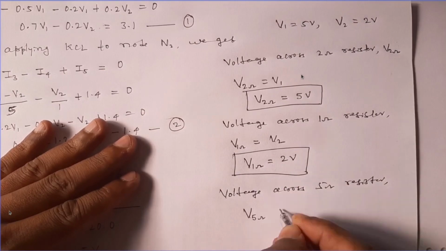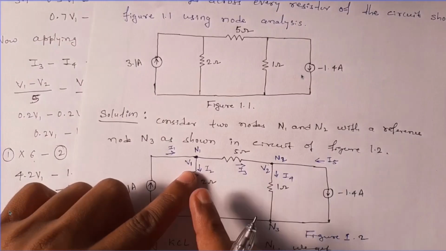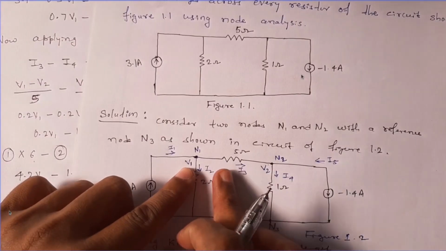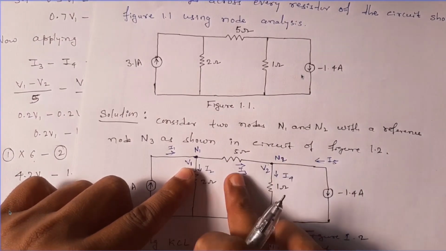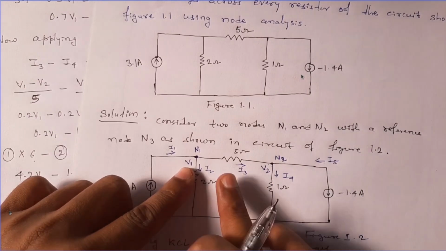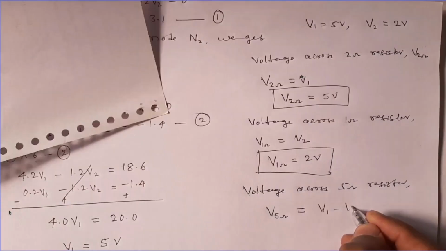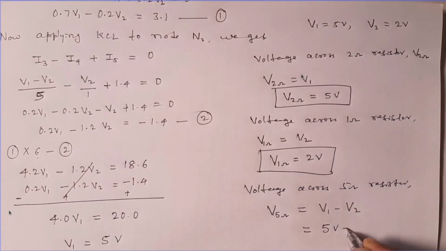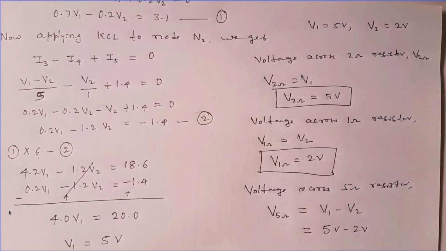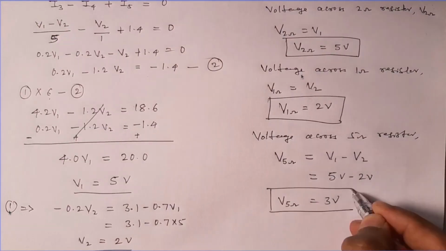Let me call it V5 ohm. Look at the current direction I3 that we have assumed: N1 must be at higher potential and N2 at lower potential. So the voltage across the 5 ohm resistor is V1 minus V2, that is 5 volts minus 2 volts. So V5 ohm is equal to 3 volts. Hope this is clear to all of you.